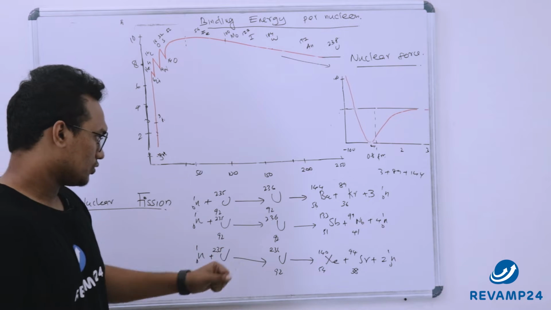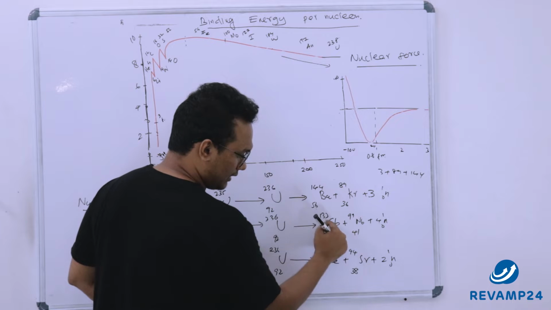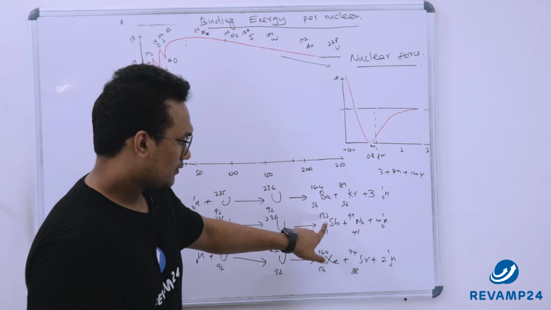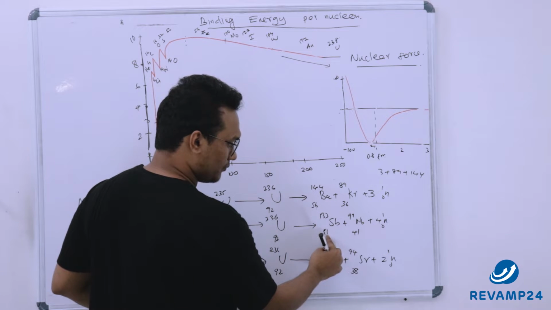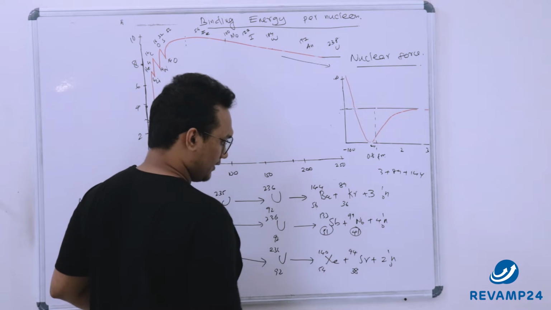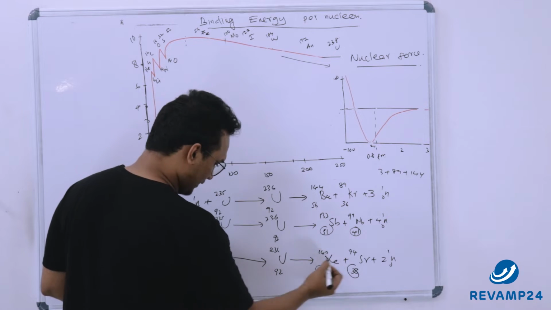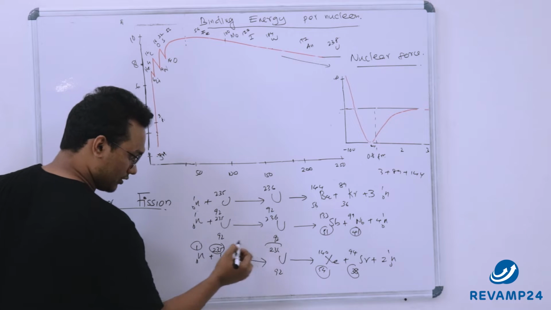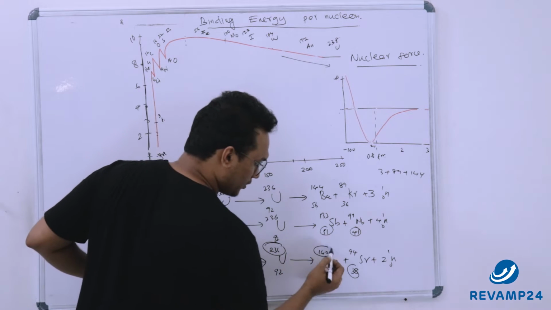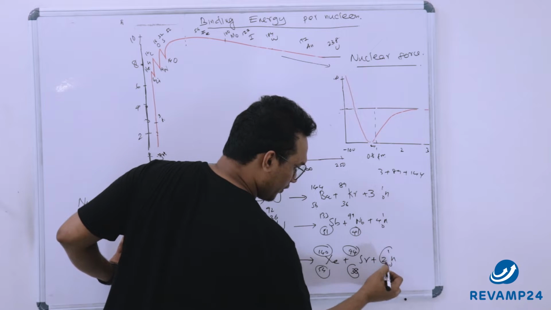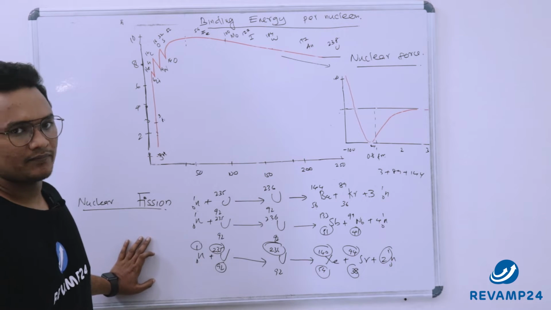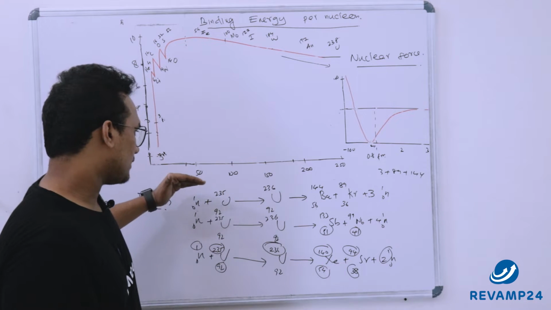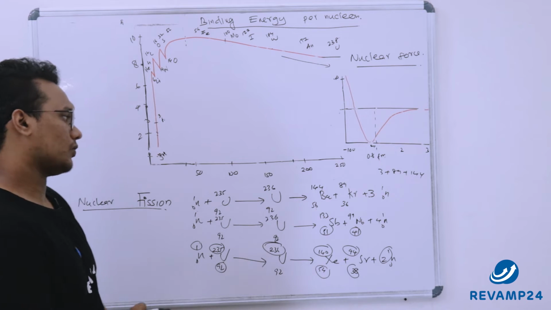See, this 92 should always be the sum of the left hand bottom corner. So 51 plus 41 is 92, and 54 plus 38 is 92. This has to be balanced, and 1 plus 235 is 236, and 140 plus 94 plus 2 into 1 would be 236. So now what has happened? We have conserved the number of nucleons and also the number of protons.